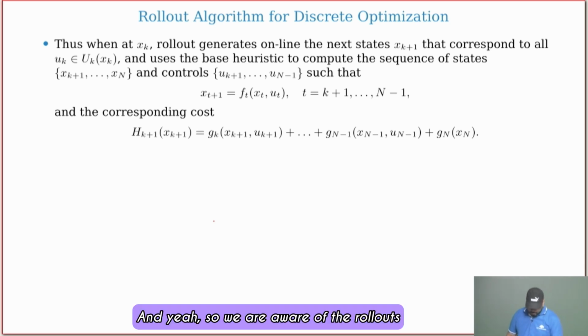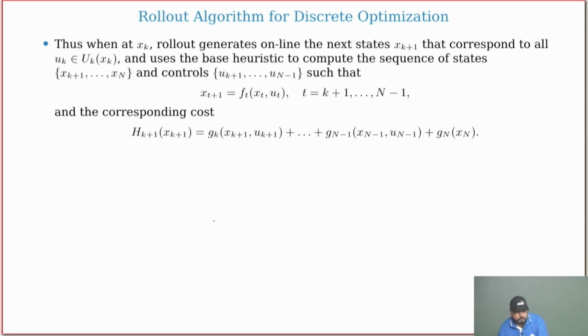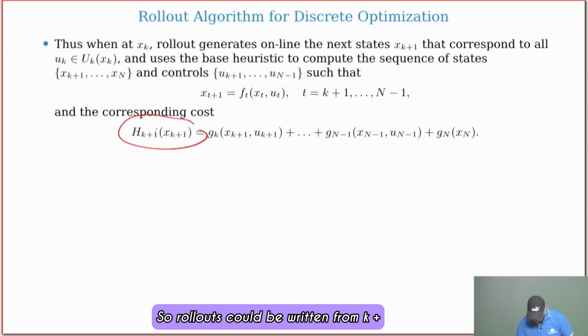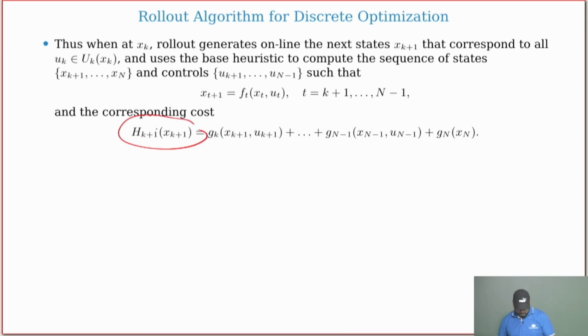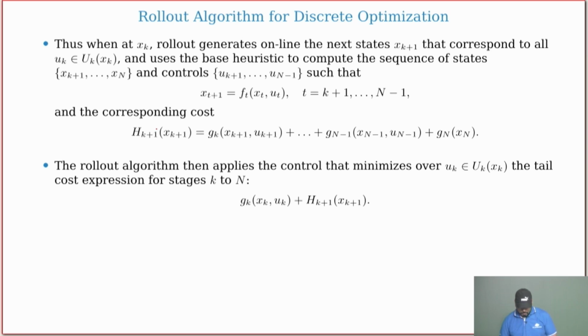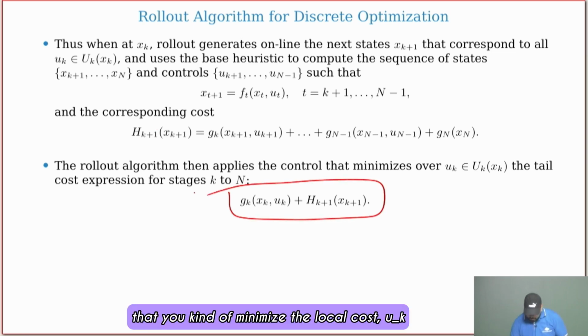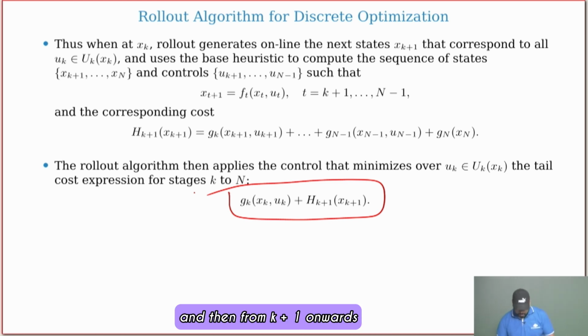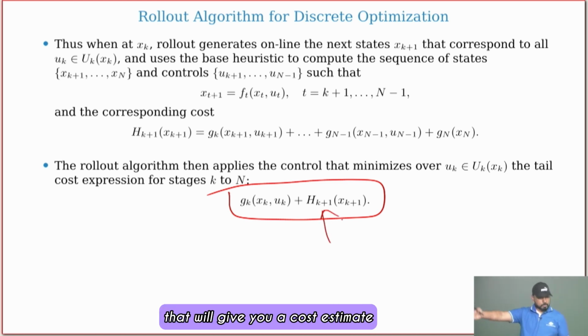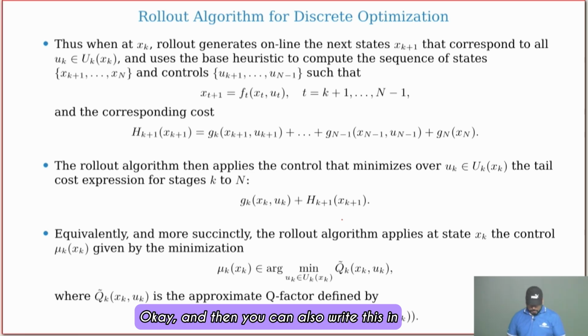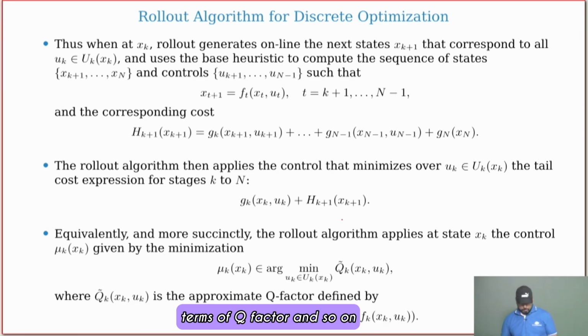So we are aware of rollouts. In rollouts we have heuristic greedy policies, and based on that we improve on them. Rollouts could be written from k+1 onwards as applying some heuristic after that. So rollout could usually be seen like this: you minimize the local cost uk, and from k+1 onwards there is a heuristic that will give you a cost estimate. Then you can also write this in terms of Q factor and so on.